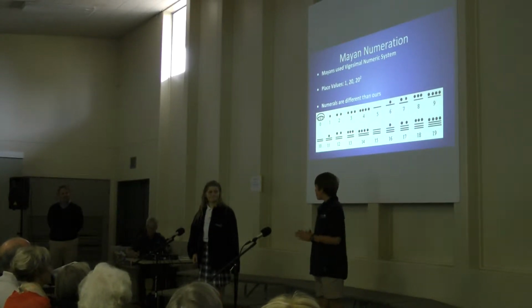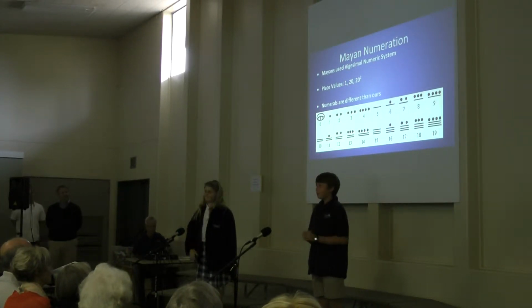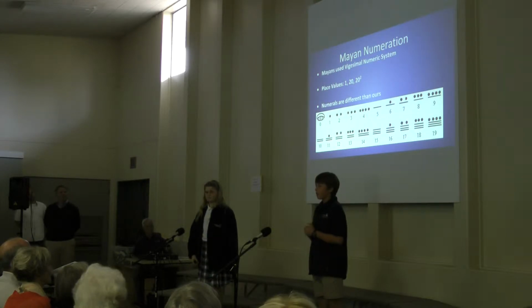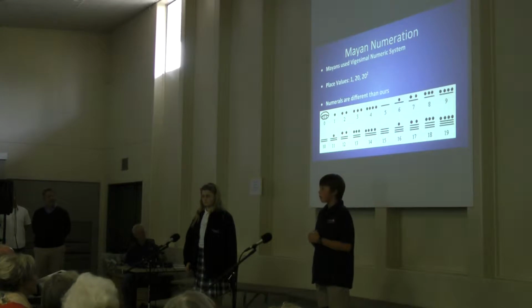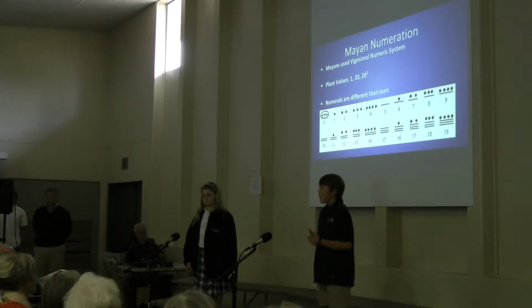We are up first. So, Mayan numeration. The Mayans used a decimal system which was counting on their fingers and toes. The Mayans used a base 20 system because you have 10 fingers and 10 toes. The Mayans' place values were 1, 20, 20 squared, and 20 cubed, and on and on.